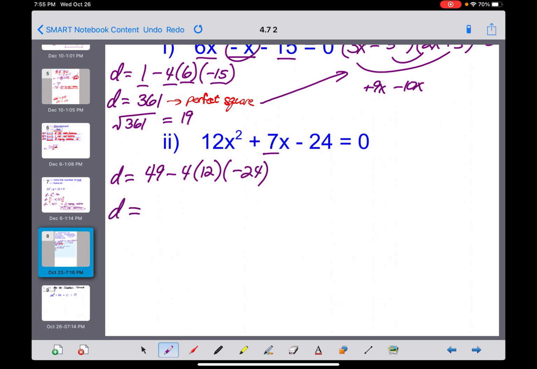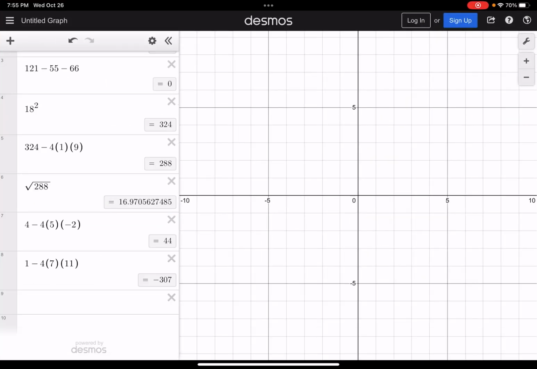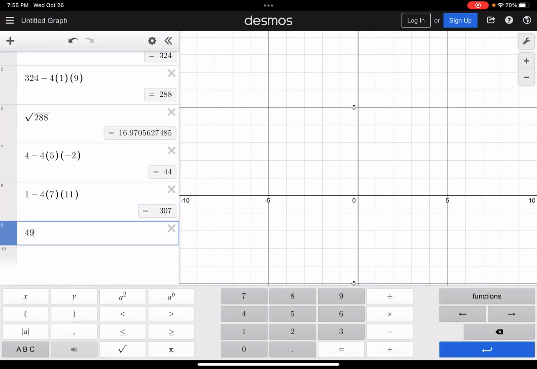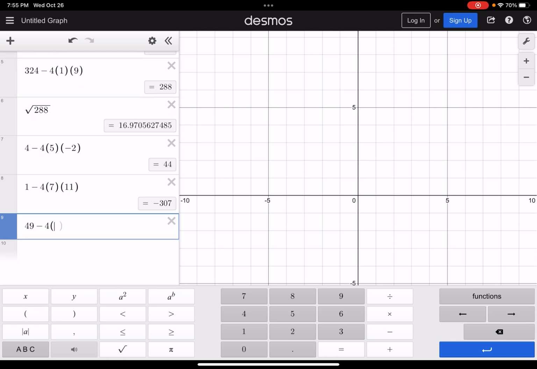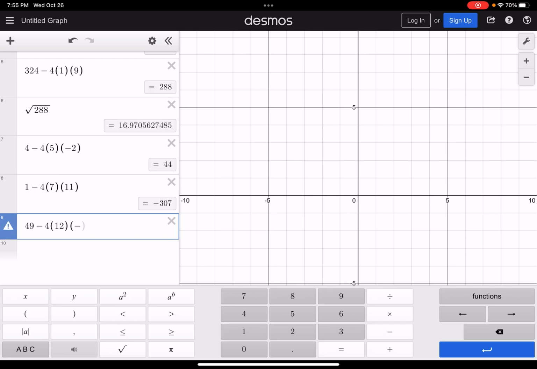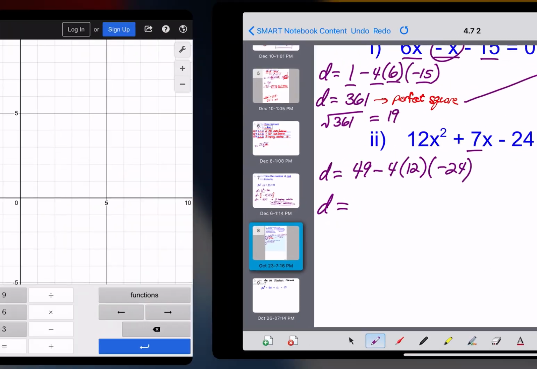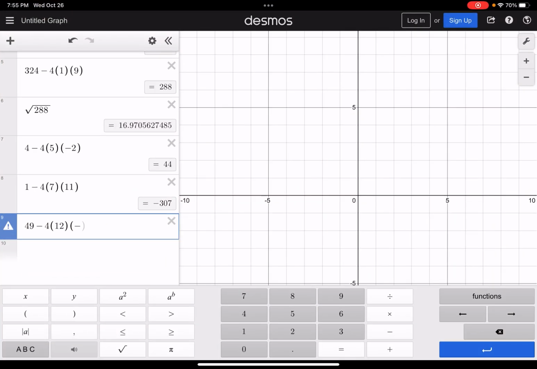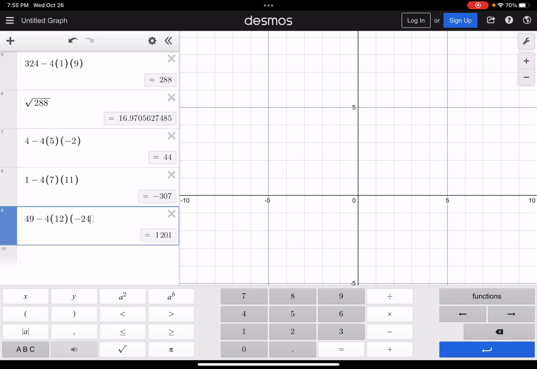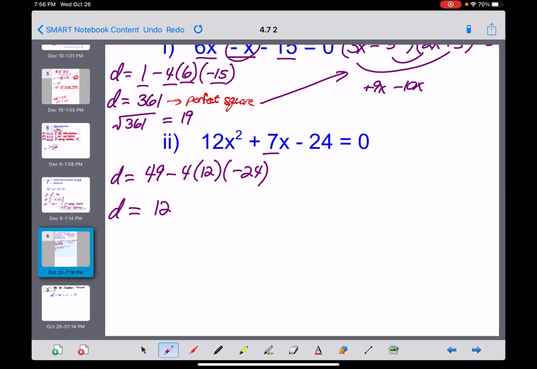Now, guys, those are big numbers. I'm going to use my calculator for that. Okay, so 49, 4, 12, negative 24. I'm not going to remember that. Okay, so where was I here? 49 minus 4 times an a value of, I thought 12. I'm going to double check that, and a c value of negative, something. Where were we? 4, 12, negative 24. Gotcha. There. And then minus 24. Okay, we end up with this big number here of 1201. All right, gotcha. So that is the value of our discriminant.